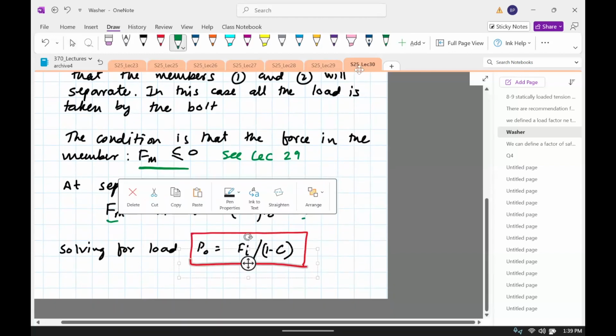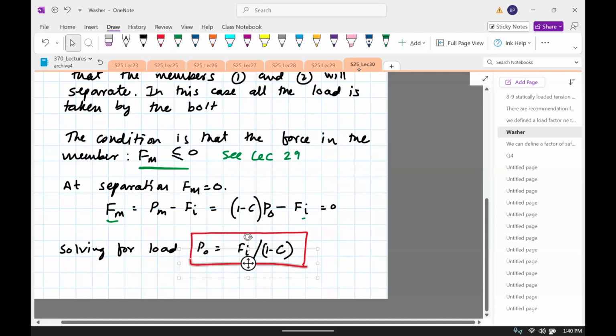So that load P0 at which separation occurs is Fi divided by 1 minus C. If you know Fi, you can find that P0. Fi is given by a spec. So that's an important consideration. You don't want the load to be greater than P0.